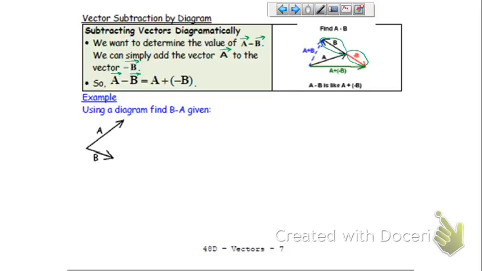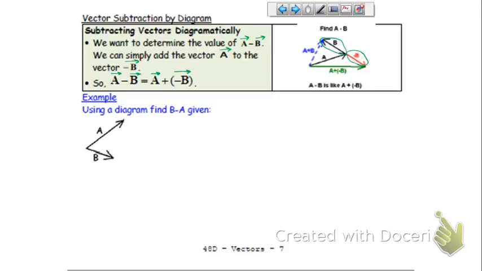Vector A minus vector B is vector A added to minus vector B. Now you know that mathematically. Arithmetically, 4 minus 2 is the same as 4 plus minus 2. But it also is true vectorially. So using a vector diagram, find B minus A.